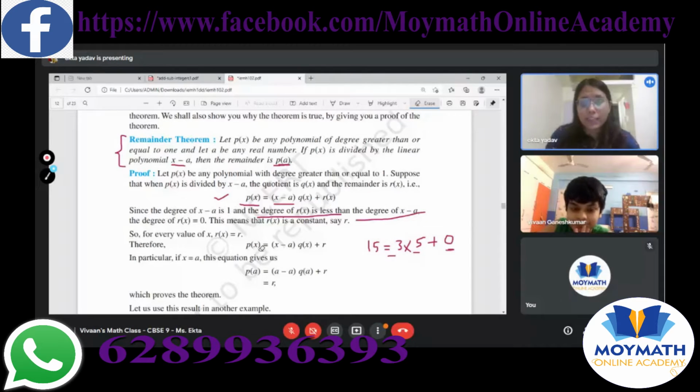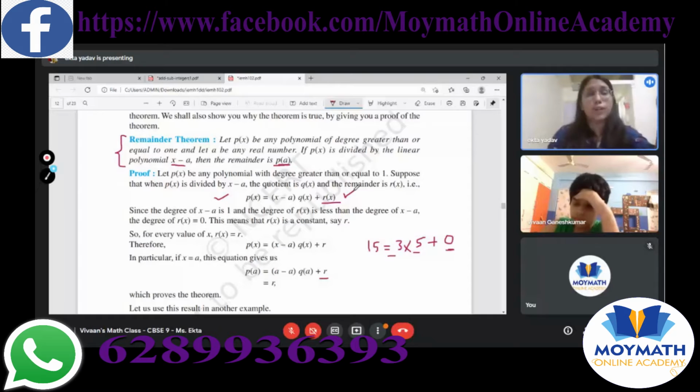So we write p(x) is equal to (x minus a) q(x) plus r, where r is my constant. Here we rewrite the equation, so instead of r(x) we write r. Here r(x) is a polynomial; if a polynomial's degree is 0, it means it's a constant polynomial. It can be any constant number.